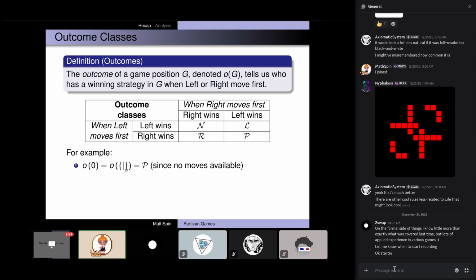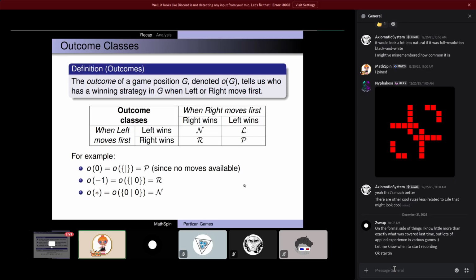0 denotes the game with no options at all. And the outcome of that is P. There are no moves, so the next player to move will lose, so the previous player wins. -1 is a shorthand for this game where Right can move to 0, but Left doesn't have any moves. And in this case, this is a win for Right, regardless of who moves first. Star is a symbol for a game where Left and Right can both move to 0, in which case the next player will win because they'll move to 0, and then the other player will lose.